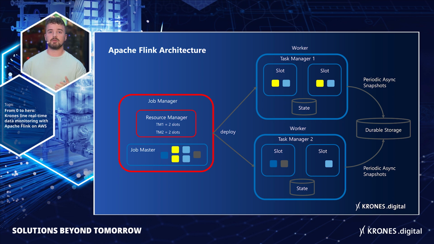And a task manager offers several slots. A slot is basically a certain amount of CPU and memory that we can assign to execute our subtask. And very important, you see on the very right, is our durable storage. This is used for snapshots. So if we want to recover our application or update our application, we need some state that we recover for our application. And this is usually stored outside of the Flink application.